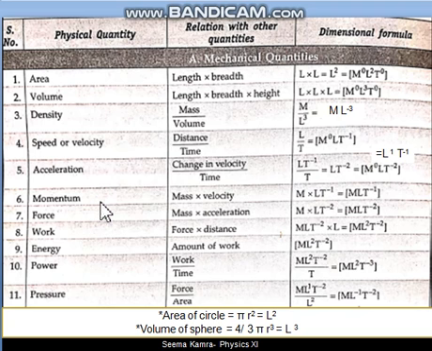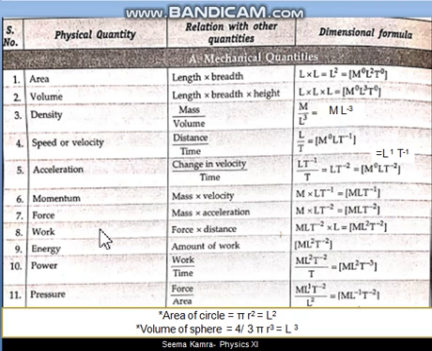Let's proceed to momentum. Momentum is P equal to mv. This you have studied in 9th standard. So mass is M, velocity is L1 T minus 1. So finally M1 L1 T minus 1. Next is the force quantity, mass into acceleration. Mass is M, acceleration is L1 T minus 2. So finally the answer of force is M1 L1 T minus 2. You should learn this force formula also, because it is mostly used in our coming numericals.